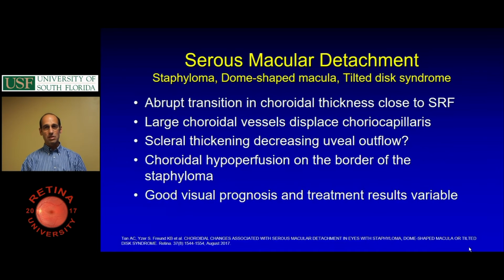And this is sort of an OCT. So some of these, that's the thing with the SD-OCTs, they've been out for almost 10 years now. I think six or seven, it's more than 5. So some of these diagnoses are kind of new and they're being described, but there seems to be an abrupt transition in the choroidal thickness close to the subretinal fluid, maybe a large choroidal vessel, maybe there's scleral thickening in the uvea. People aren't sure why this happens, but there's good visual prognosis, and treatment probably doesn't help.